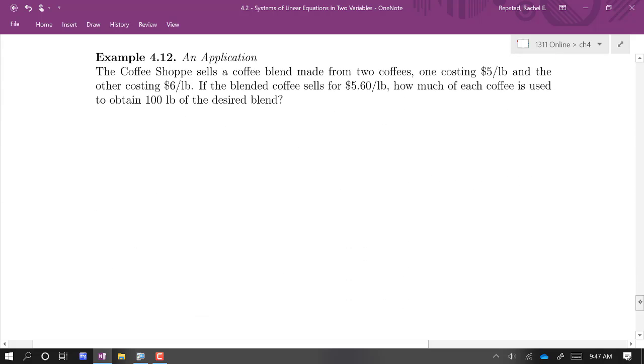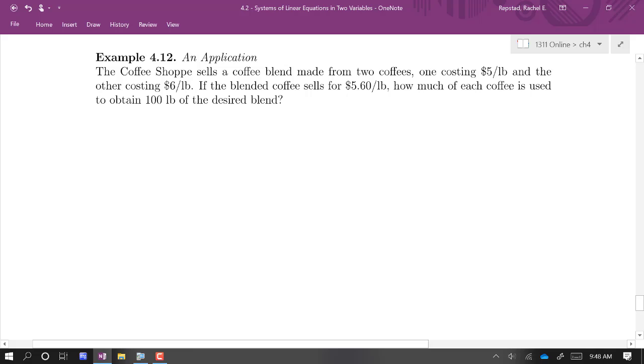All right, let's finish up by doing a word problem. In this example, we have a coffee shop that sells a coffee blend made from two different coffees, one that costs $5 a pound, the other costs $6 a pound. They sell this blended coffee at $5.60 per pound, and we want to know how much of each coffee is used to obtain 100 pounds of the desired blend.